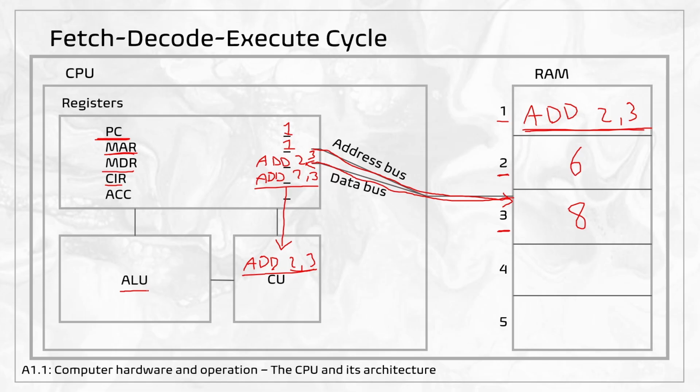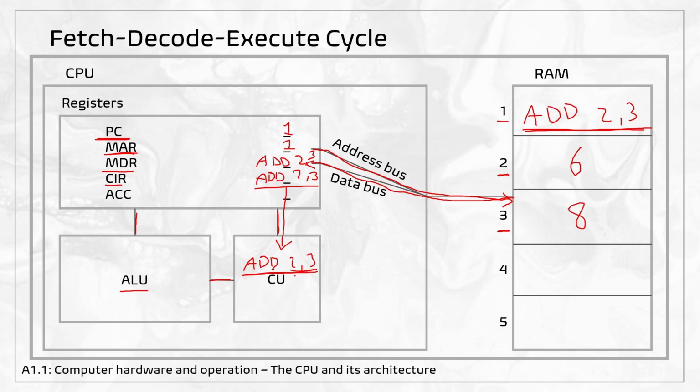Now the execution stage begins. Another job of the CU is to coordinate the different parts of the CPU. It does this by sending control signals through these wires called control buses. In a way, the CU can be seen as in charge of the execute phase. So how does the CU execute this instruction right here?